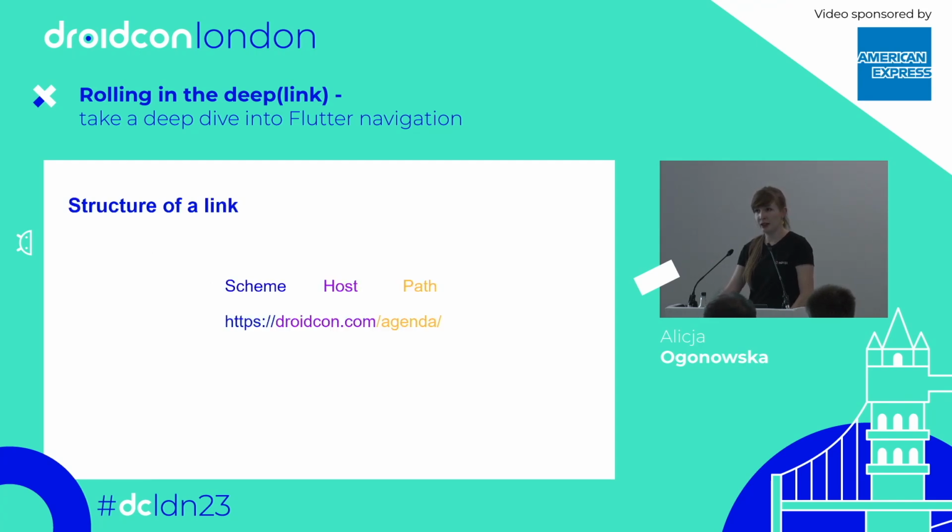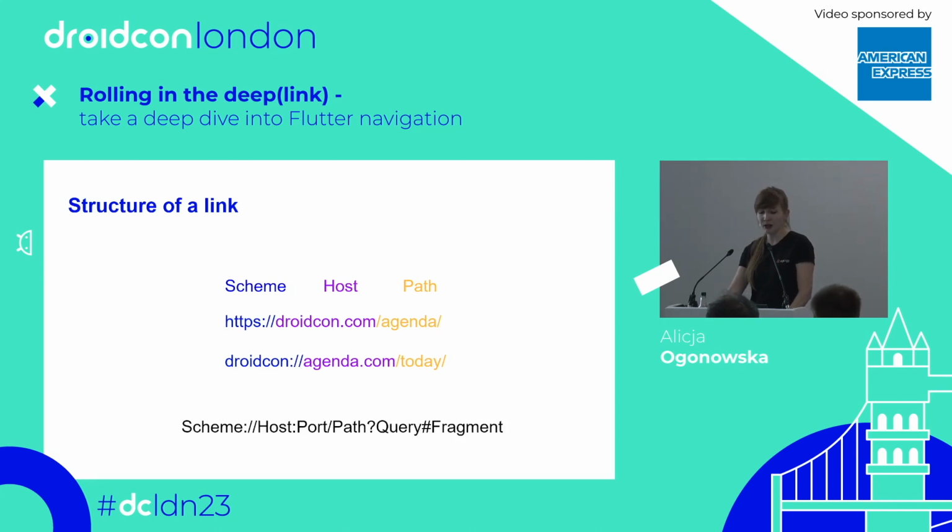Let's first understand what a deep link looks like. Each link consists of a scheme, host, and a path. And this is also a link that consists of a scheme, host, and a path. Just keep in mind that a scheme is not only HTTP or HTTPS, but it can also be a custom scheme. And more generally, you can also have a port, which is not widely used when you are using deep links, some query parameters, and also a fragment that is marked by the hash. And this means a specific section of a web page.